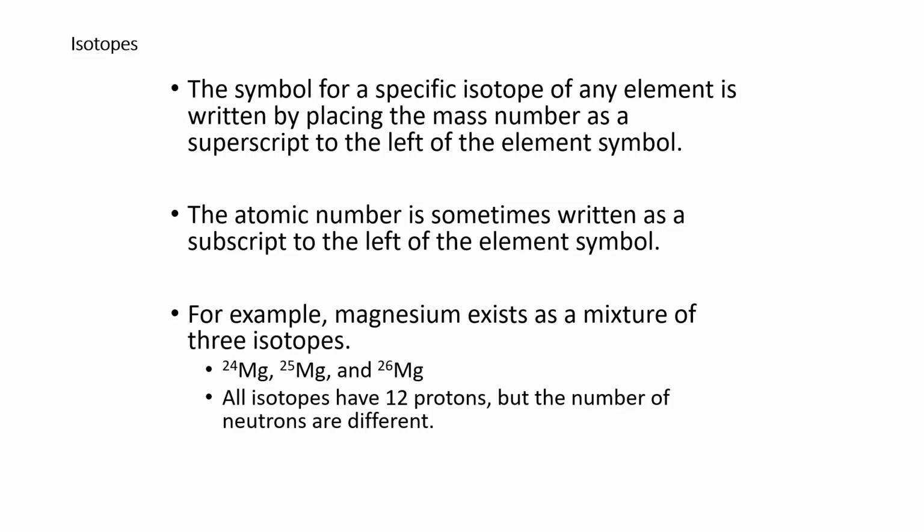When we talk about a similar type of atom, an isotope is written by placing the mass number as a superscript to the left of the element symbol. The atomic number is sometimes written as a subscript to the left of the element symbol. For example, magnesium exists as a mixture of three isotopes, Mg24, Mg25, and Mg26. All isotopes have 12 protons, but the number of neutrons is different, and that's why they're called isotopes. They all have the same number of protons, but their number of neutrons is different, so their mass number is different. Same atomic number, different mass number.